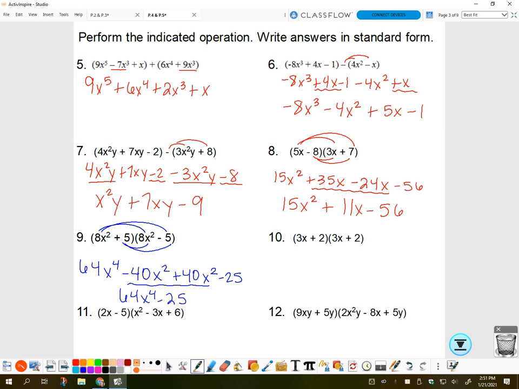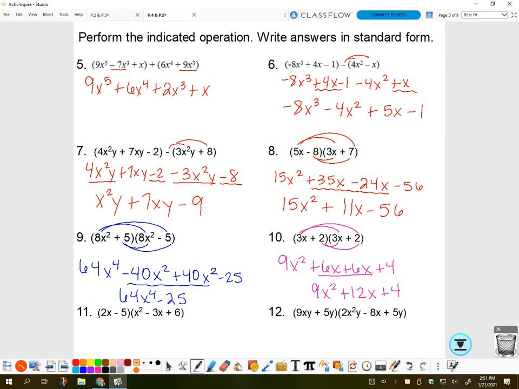All right, so number 10. Same thing, everybody in the front to everybody in the back. So 3x times 3x is 9x squared. 3x times 2 is 6x. 2 times 3x is 6x. And 2 times 2 is 4. Combine those like terms, and we get a 12x in the middle.